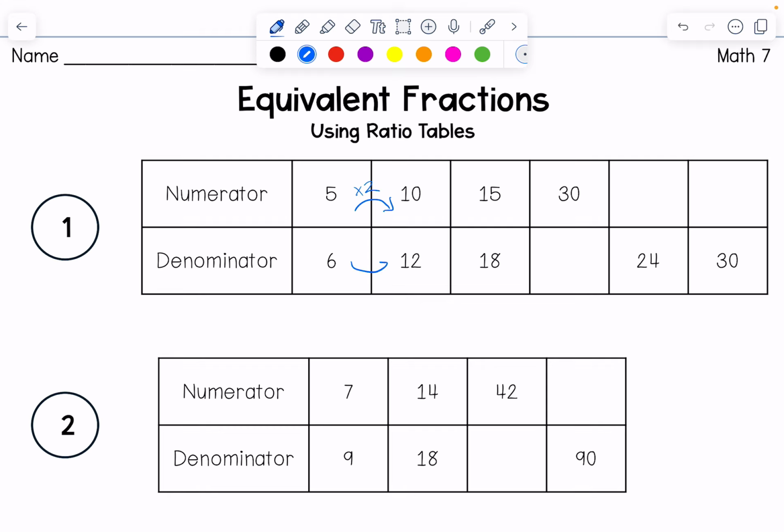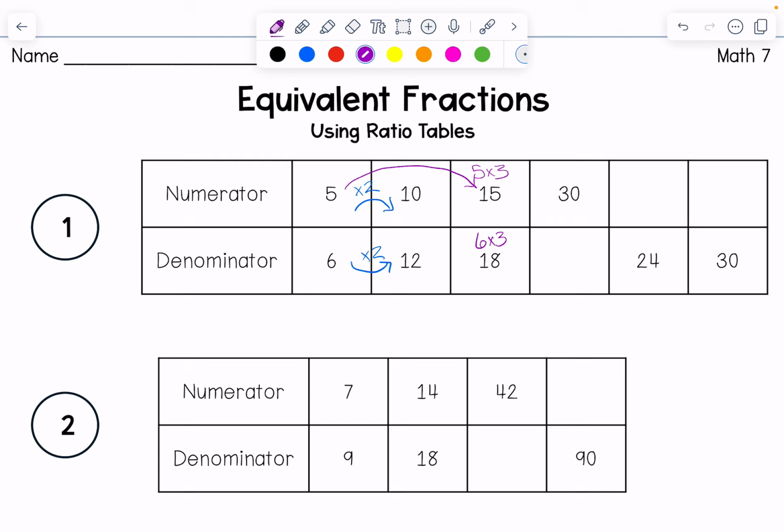And we also scaled up our denominator. So I multiplied 6 by 2 to get 12. That's what gives us that equivalent fraction value of 10/12. To look at the 15/18, I might see 5 times 3: if I scale up my numerator by 3, I can scale my denominator by 3 to get the 18.